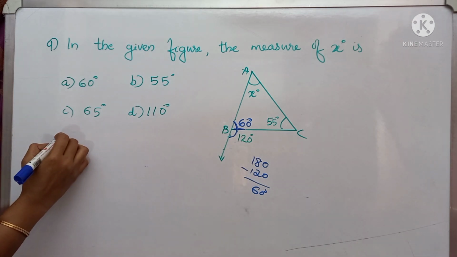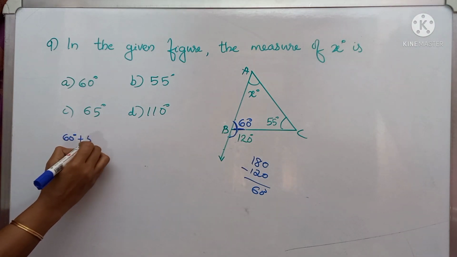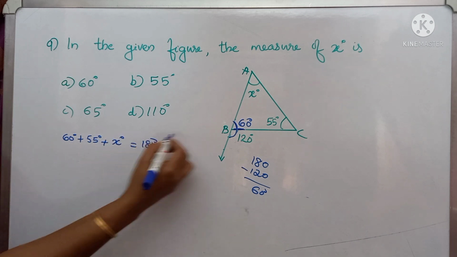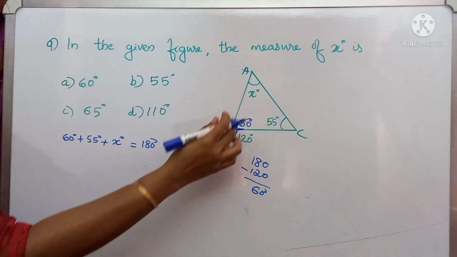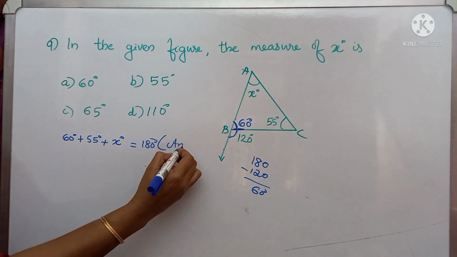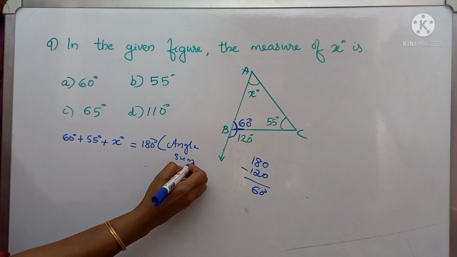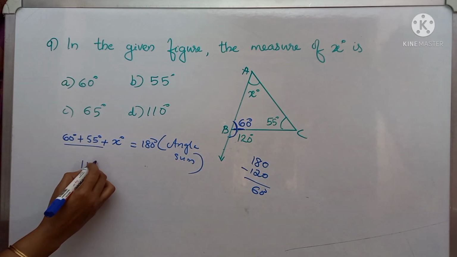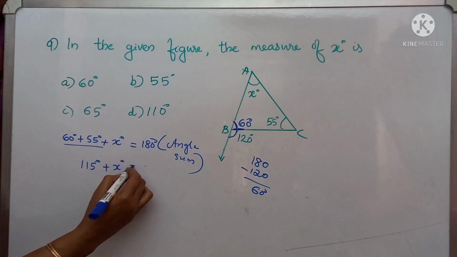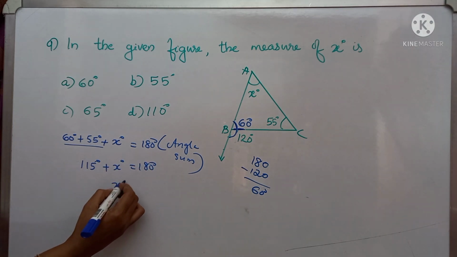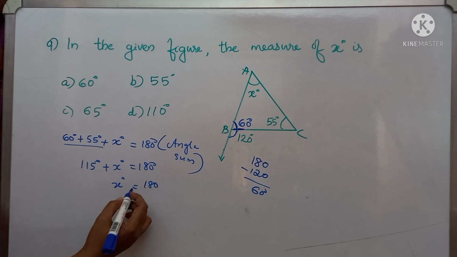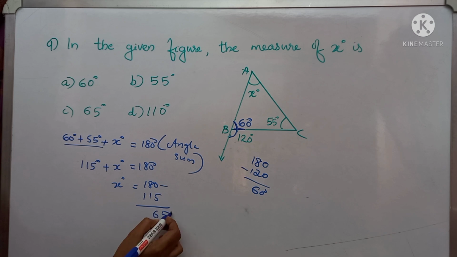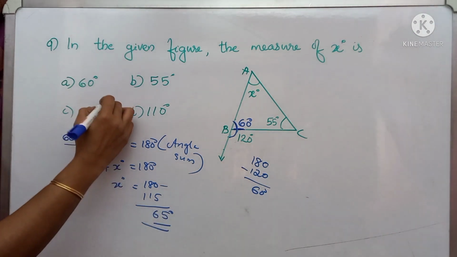Then we can add this 60 degree plus 55 degree plus x degree is equal to 180 degree. We are using the angle sum property of a triangle. And this 60 plus 55 is equal to 115 degree, plus x degree is equal to 180 degree. Therefore x degree is equal to 180 minus 115, which is 65 degree. So our answer is 65 degree option.